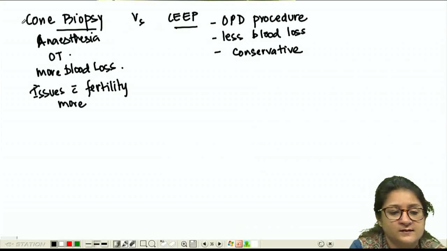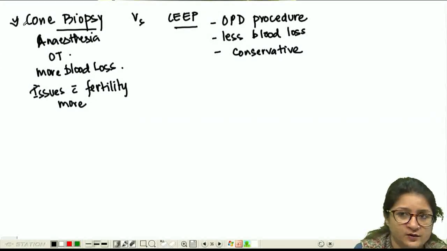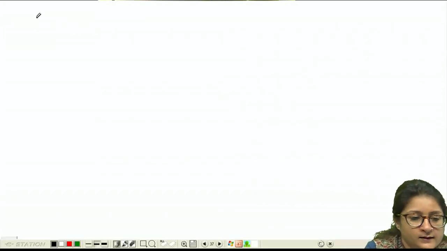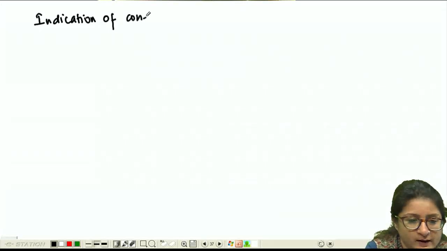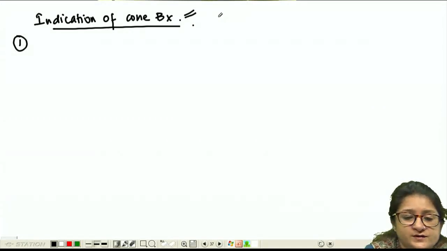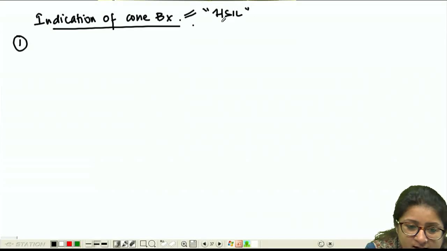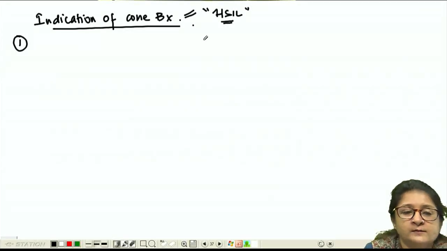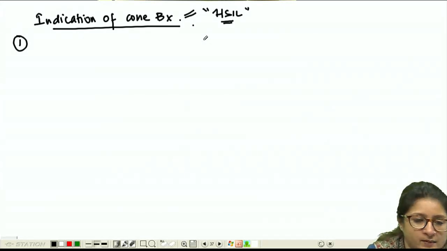So we understand that cone biopsy has a very restricted number of indications. Now I just want to elaborate on the indications of cone biopsy. Again, this is very important. Remember, cone biopsy is such an extensive procedure, it is always done for high-grade lesions. It is never done for a low-grade lesion, or for a low-grade pap smear report. It is always done on suspicion of a high-grade pap smear report.